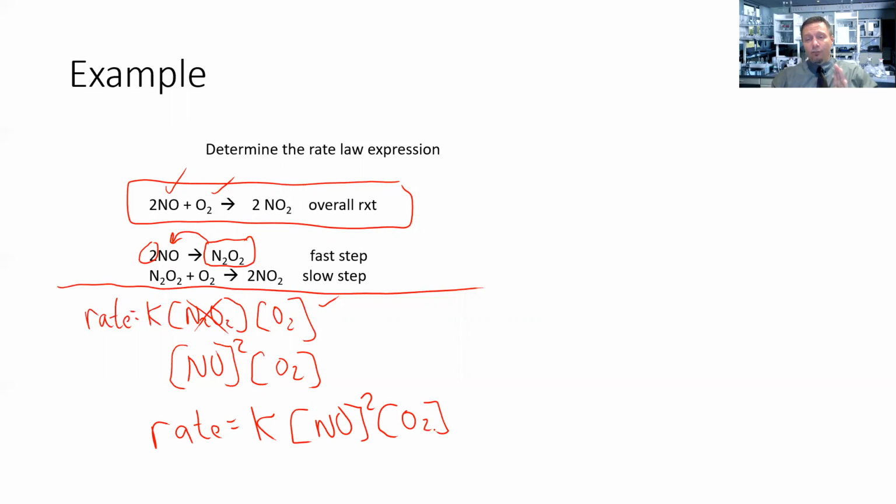Hopefully you can look back in your notes, we've done a lot of examples of these, even some raised to the 1/2 power, if you remember that. Please look back on that. This is one where the slow step did not exactly match the overall reaction, but we still honored the slow step in forming our overall rate law expression, and that is important.